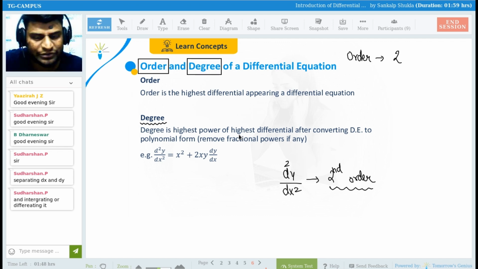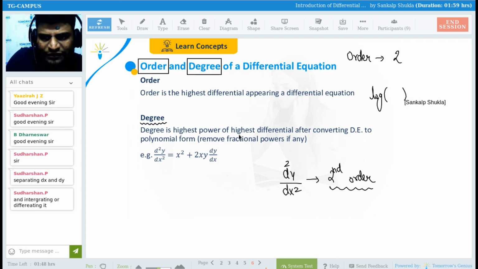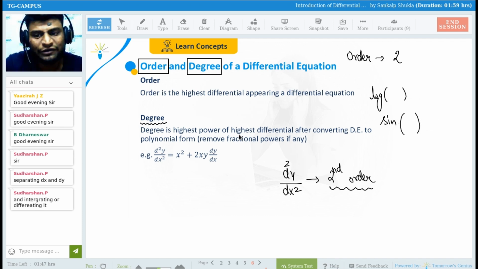So for example, if a differential equation is given to you, first you have to convert that differential equation into polynomial form. And if there are any fractional powers, then you have to remove them. Also, if your differential element is trapped, like it's stuck in the argument of log or sine, and you are not able to free it, then the degree will not be defined. So we'll practice some questions based on these concepts.